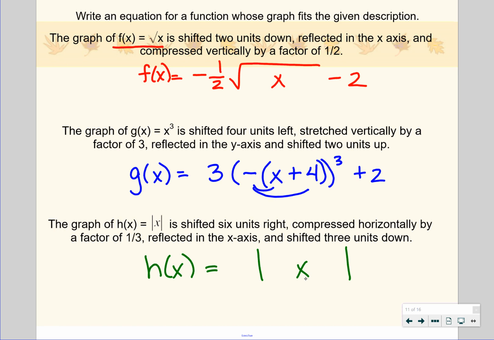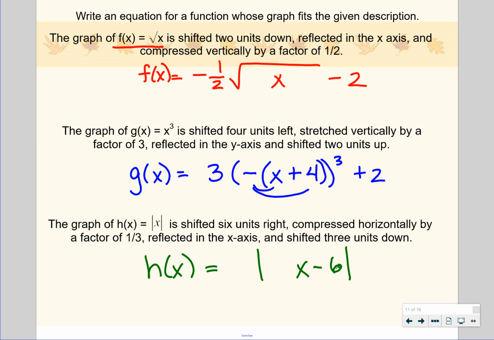Inside, plus or minus, if it's right. -6. There we go. Compress horizontally by a factor of 1/3. Horizontal stretches and compresses, are those outside or inside? Inside. Now, horizontal ones are the tricky ones.